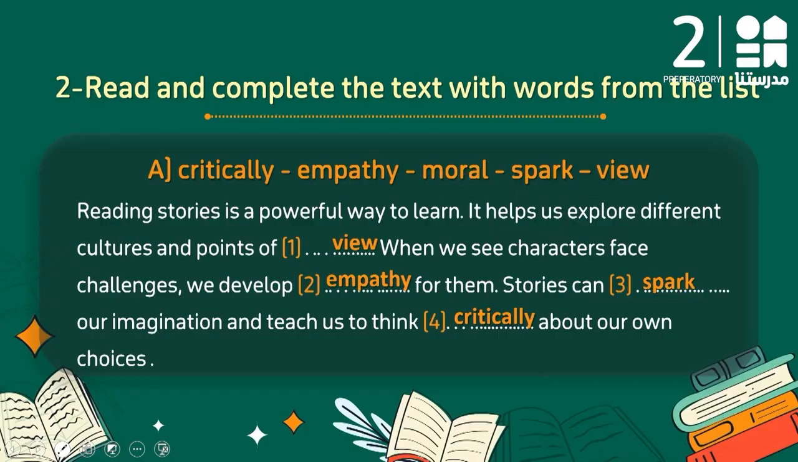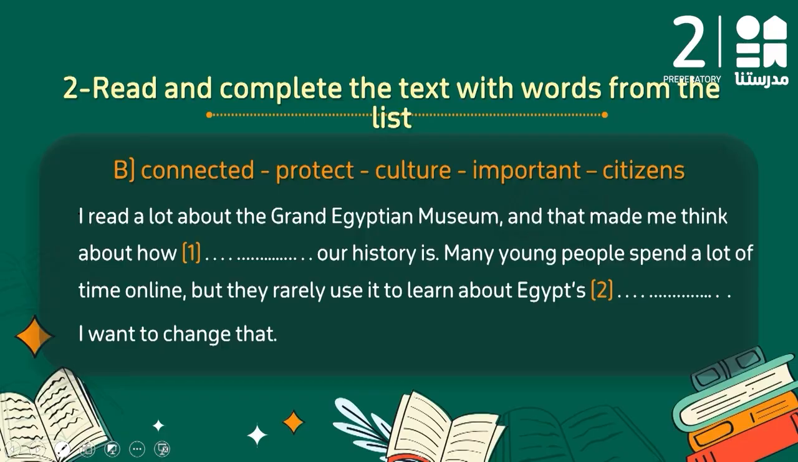Okay, so what is the word that we haven't used? It's moral. And let me remind you, moral means a lesson we learn from a story or a situation or something. Now, we are going again to read and complete the text with the words from the list. So let's go with our list here. So we have the words connected, protect, culture, important, and citizens. And citizens means people who live in the country and carry its nationality.